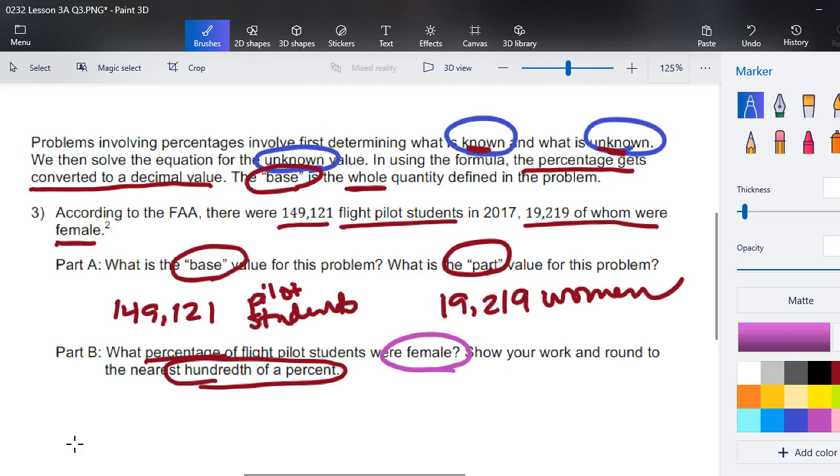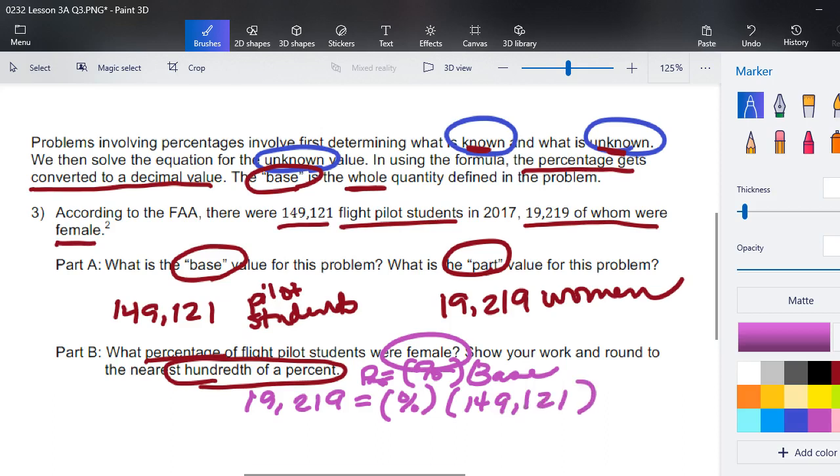So the formula earlier, and I'm a firm believer that you always write the formula down first, part equals the percentage times the base. So let's fill in what we know. The part would be the women. There are 19,219 women. We don't know the percentage, but we do know the base. They're asking us what percentage. So we'll go ahead and call this X, and we'll solve for the unknown.